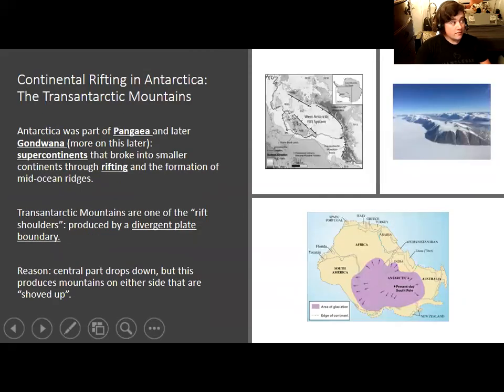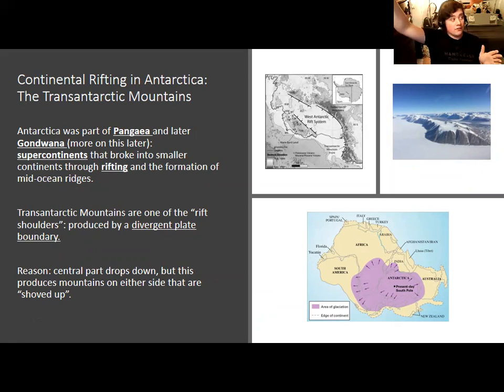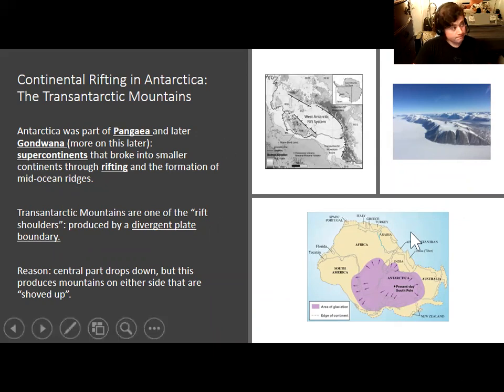I mentioned that you can actually see in Antarctica an example where the continental crust was shoved up on either side, and that created a low ridge of mountains. The Transantarctic Mountains are actually one of the bits of continent that were shoved up to either side, one of the rift shoulders from a divergent boundary. And the Transantarctic Mountains are located facing equivalent shoved up rocks in southern South America, southern Australia, and southern Africa.